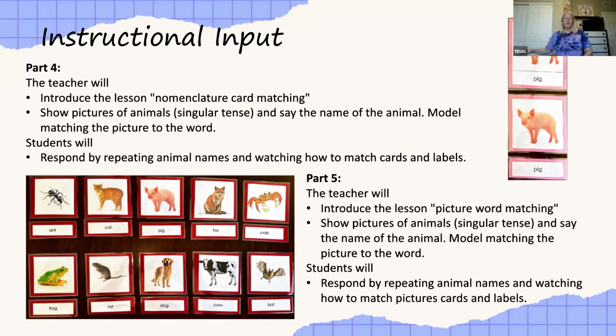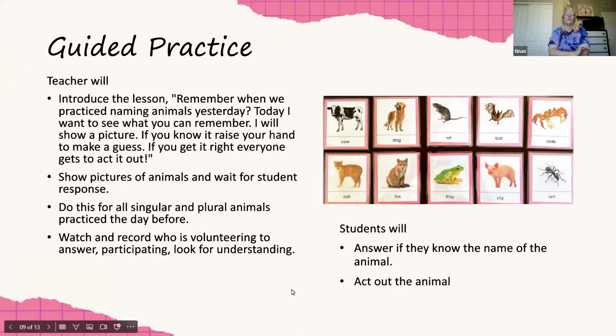Okay, so now that we've introduced all the kinds of new cards that we have, that would be the end of the lesson for that day. The next day, I would gather everybody at group time again, and I would say, remember when we practiced naming animals yesterday? Well, today, I want to see what you can remember. Yesterday, I showed you the pictures and I told you the names. Today, I am not going to tell you the names. You have to tell me what they are.